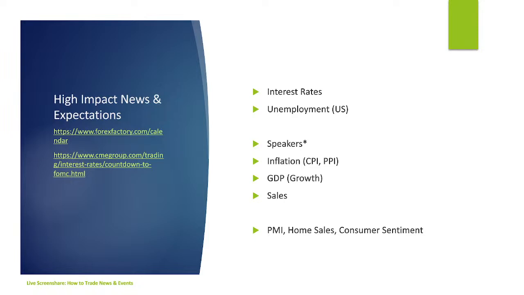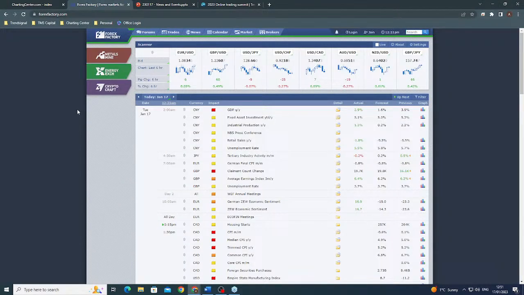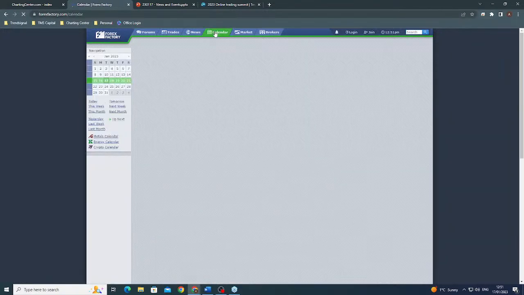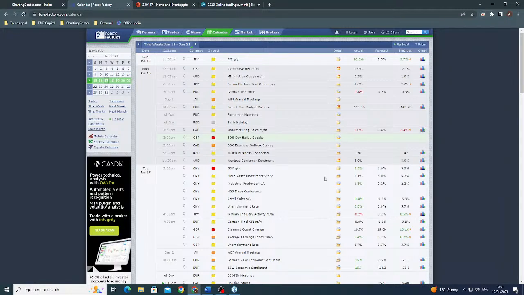How do we access this information? Well, one of the links that I would encourage people to have a look at is Forex Factory. I've kept it simple at this point, just going to the main site, forexfactory.com, and I'm going to go to the calendar here.